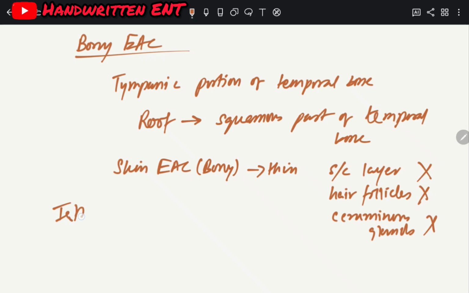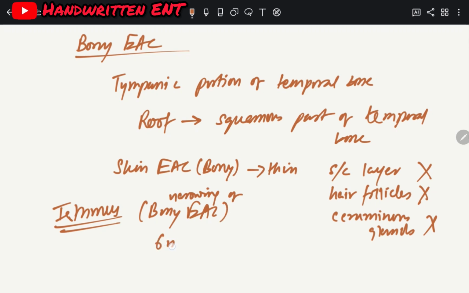Next is isthmus. So isthmus is a narrowing of the bony EAC, which is 6 mm lateral to tympanic membrane. And if a foreign body is impacted in the isthmus, it is very difficult to remove.